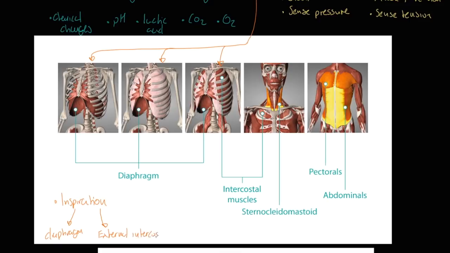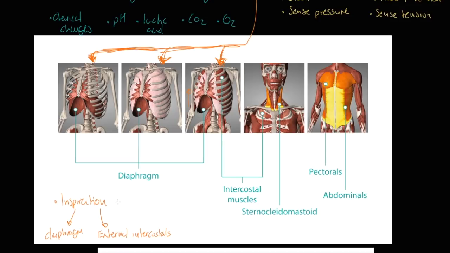Intercostal means between the ribs. Okay, and the external intercostals, when they contract, they pull the ribs up and out more. So the first thing the respiratory control center is going to do is increase the stimulation to these muscles, make it stronger, make it harder to contract, more strength, more force.